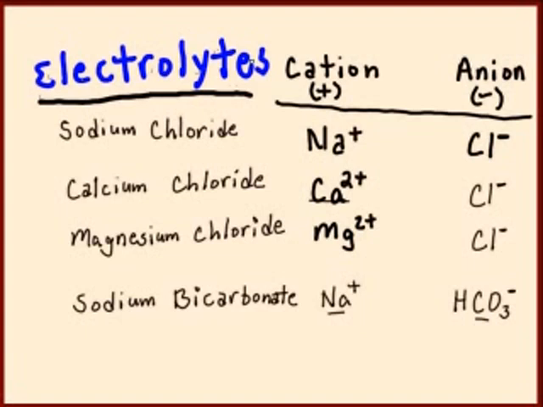And so these are four of the more important electrolytes in the body: sodium chloride, calcium chloride, magnesium chloride, and sodium bicarbonate. And so electrolytes and salts are basically, you can think of them as the same thing. And here we have our electrolytes.